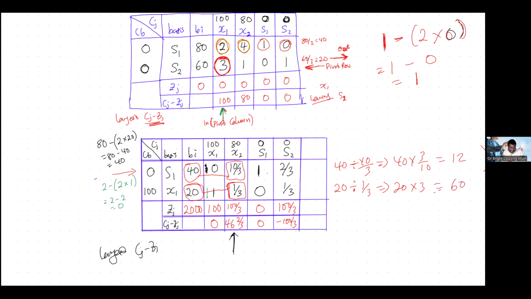And we say we will pick the least value or the smallest value. So this is the smallest value. That means that this row is the pivot row, right? Or the arrow goes here and says out. So this is the pivot column, or we say the in, right? So X2 is going in, and we can see that S1 is going out, right? Good, S1 is going out.